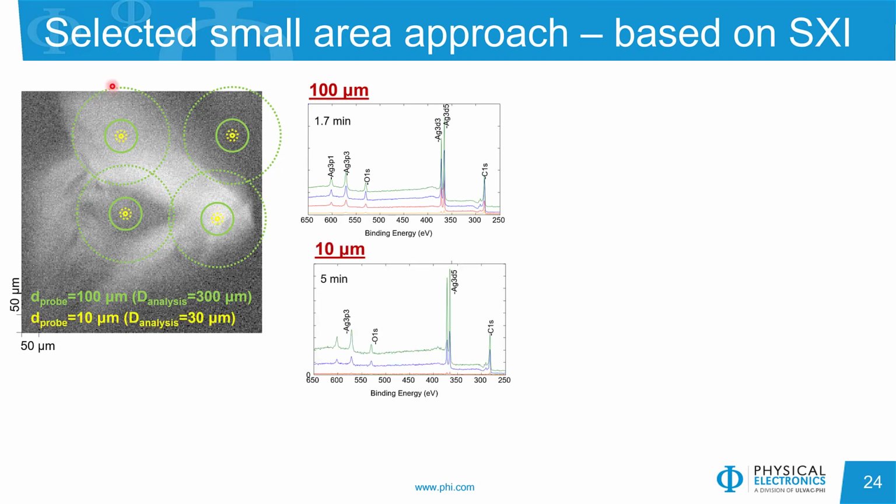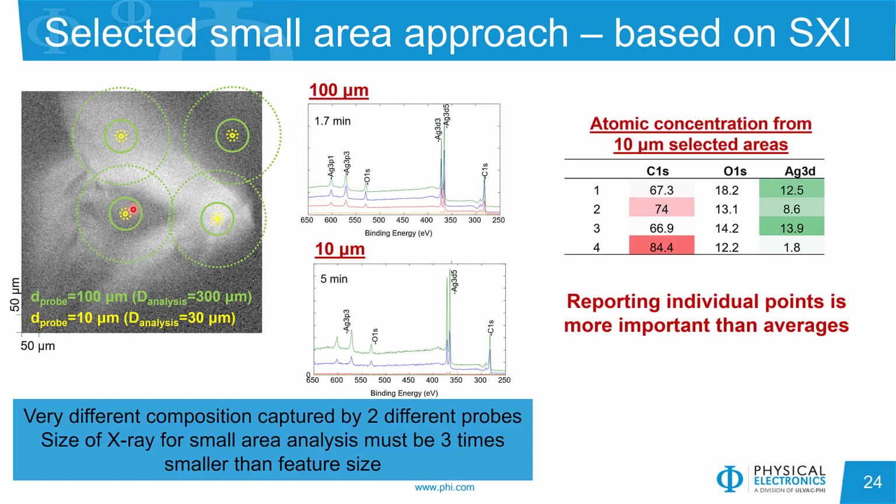However, when we are using a much smaller X-ray spot of 10 microns, the effective analysis area in this case is 30 micron, then we're exclusively analyzing bright areas, exclusively analyzing dark areas. So instead of reporting average, you would report atomic concentration from selected areas using 10 micron spot, and that will tell a lot of information about what is the range of my carbon and what is the range of the silver concentration that is observed from area to area.